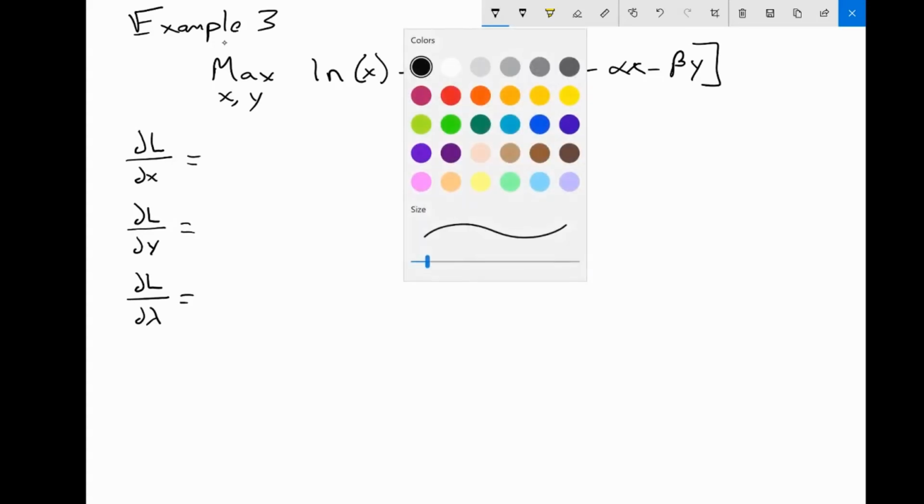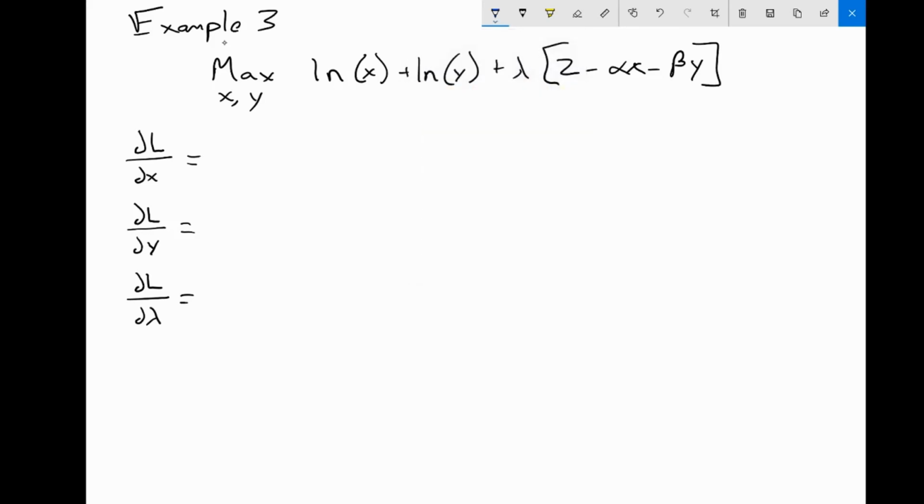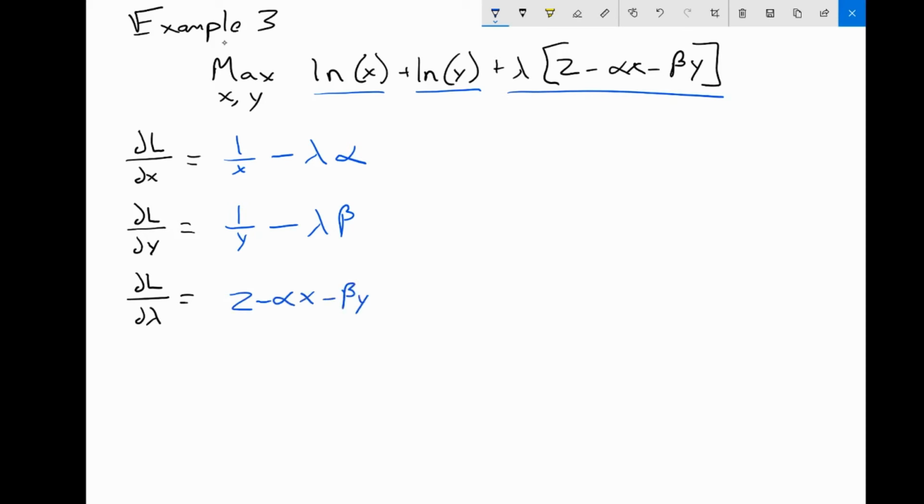All right, let's do it one by one. I'm going to do it in blue. First one. Derivative of the natural log of x with respect to x, 1 over x. Derivative of the natural log of y with respect to x, 0. Derivative of this term with respect to x, negative lambda alpha. Okay, let's do this one. Derivative of the natural log of x with respect to y, 0. Derivative of the natural log of y with respect to y is 1 over y. The derivative of this term with respect to y, negative lambda beta. And then finally, the derivative of this function with respect to lambda, we'll just jump right to it. It's z minus alpha x minus beta y. Now step 2, first order conditions, so we'll just set all of these equal to 0.